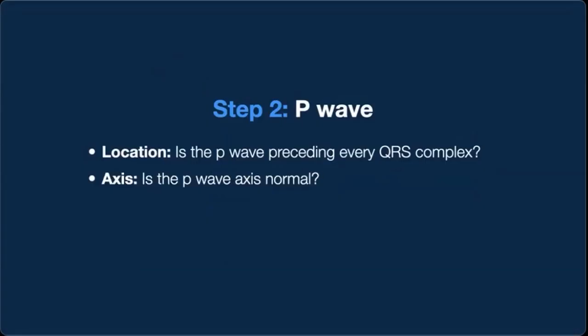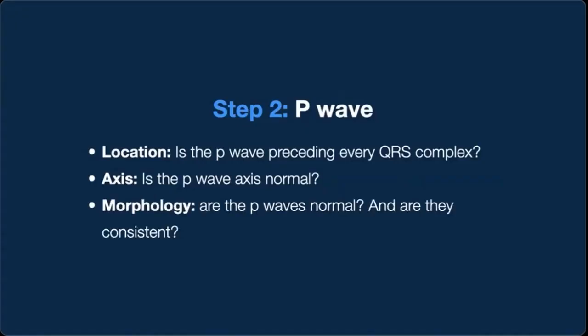The axis: is the P wave axis normal? The P wave axis is not the same as the cardiac axis. It's different. And then morphology: are the P waves normal? So we're talking about those morphologies. We got P pulmonale and P mitrale before. And are they consistent? In the same rhythm strip, does the P wave look the same?